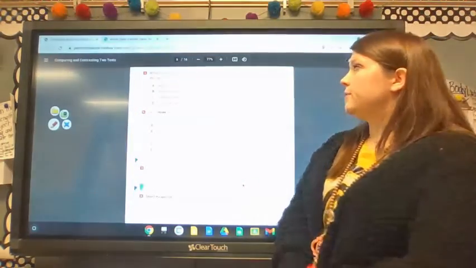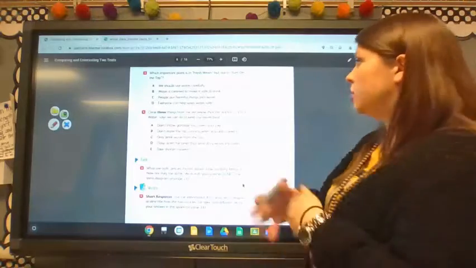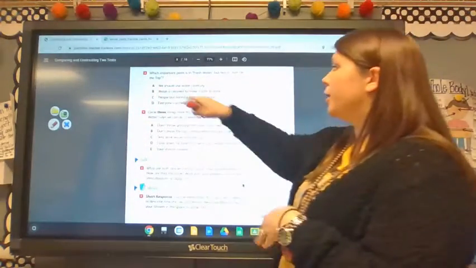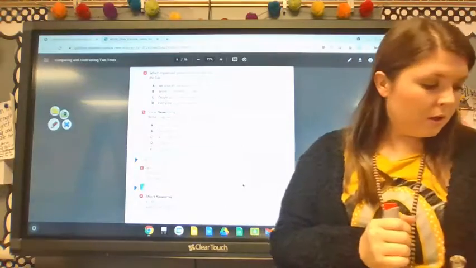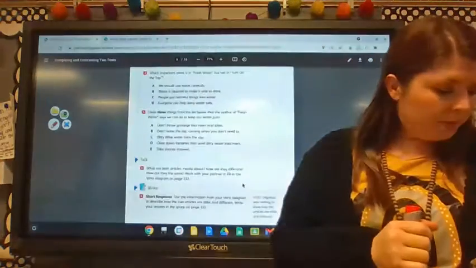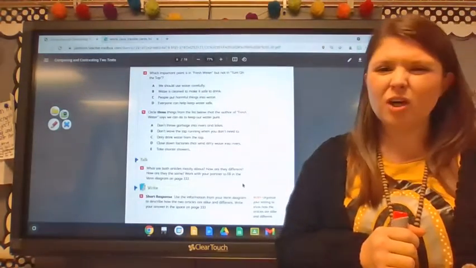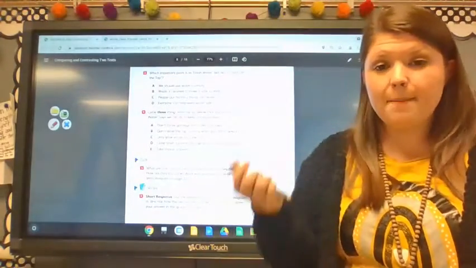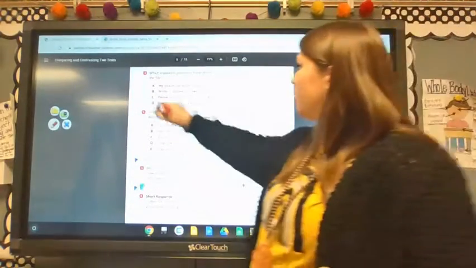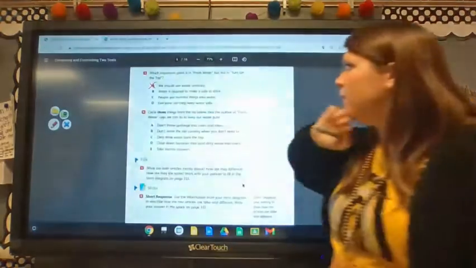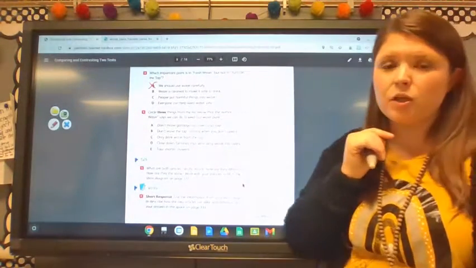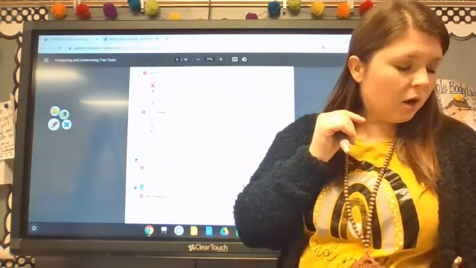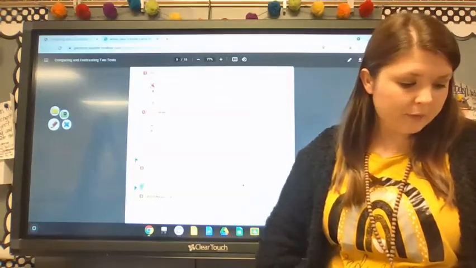All right, so which one is mentioned in Fresh Water but not Turn on the Tap? We should use water carefully. Was that mentioned? That one was mentioned in Turn on the Tap, but it wasn't mentioned in Fresh Water. So that's not it. Water is cleaned to make it safe to drink. That was talked about in Turn on the Tap, right?